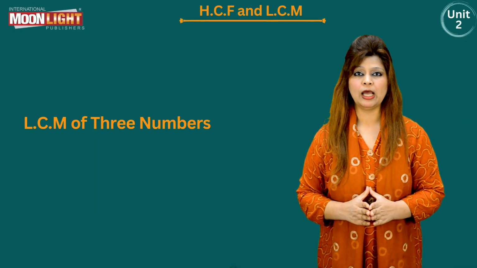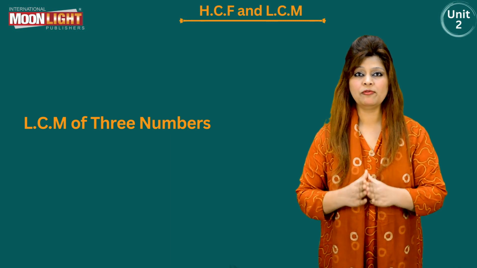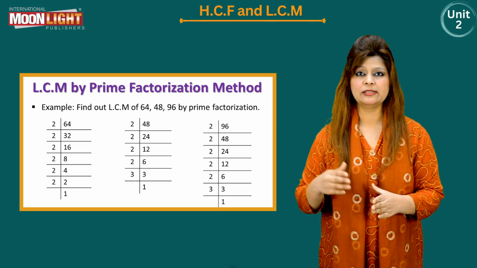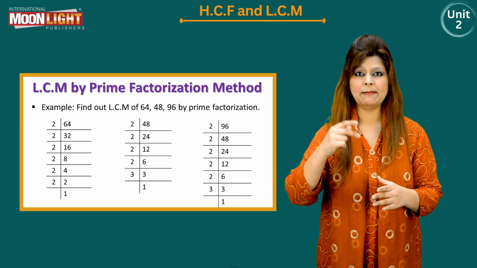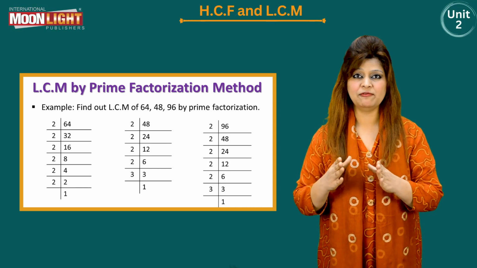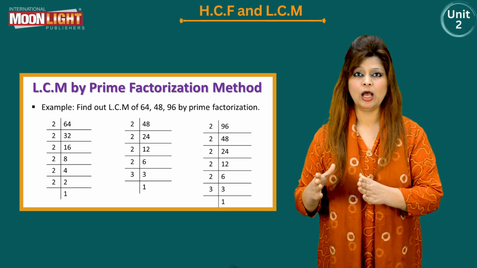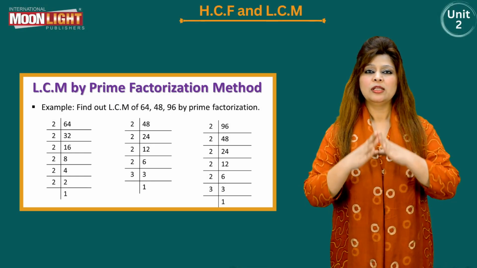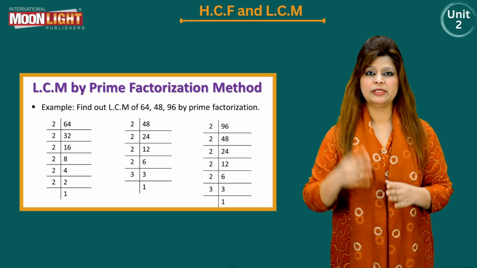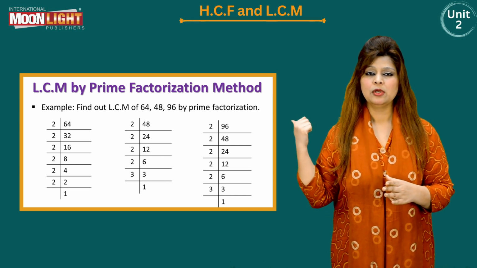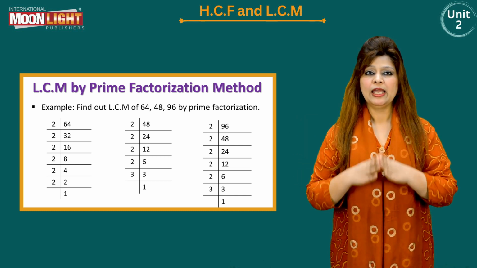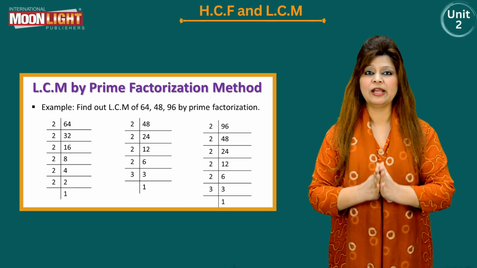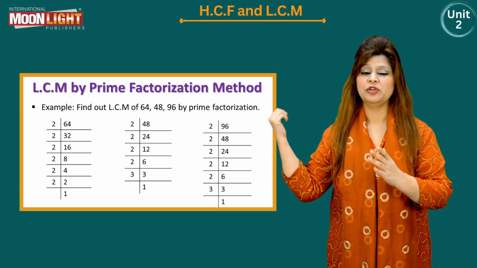Now we are going to find out the LCM of given 3 numbers. Here is the example, and remember that we are going to use the prime factorization method to find out the LCM. Now we will find out the LCM of given 3 numbers. Here is the example: 64, 48 and 96. First I am going to find out the prime factors of all of these given 3 numbers.